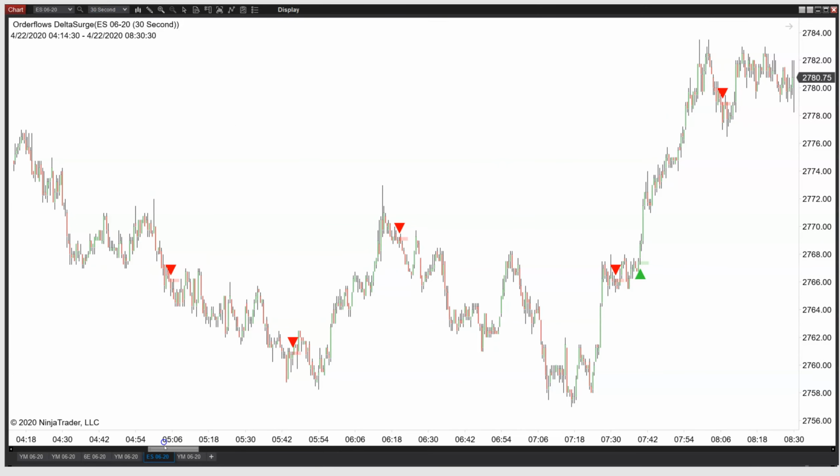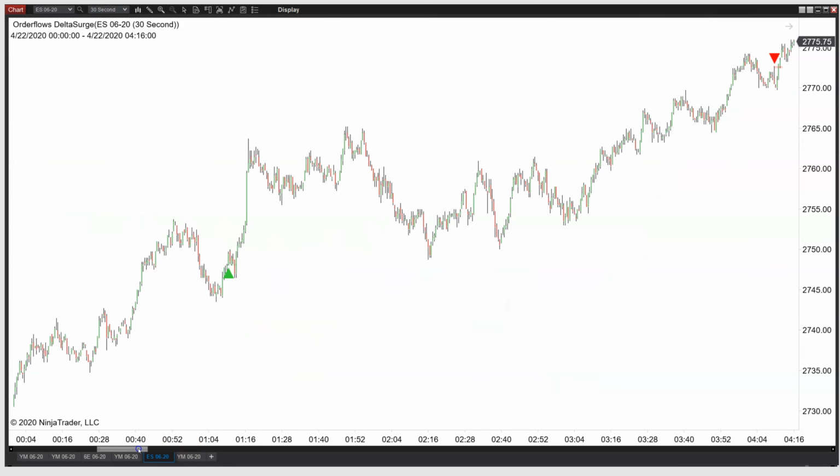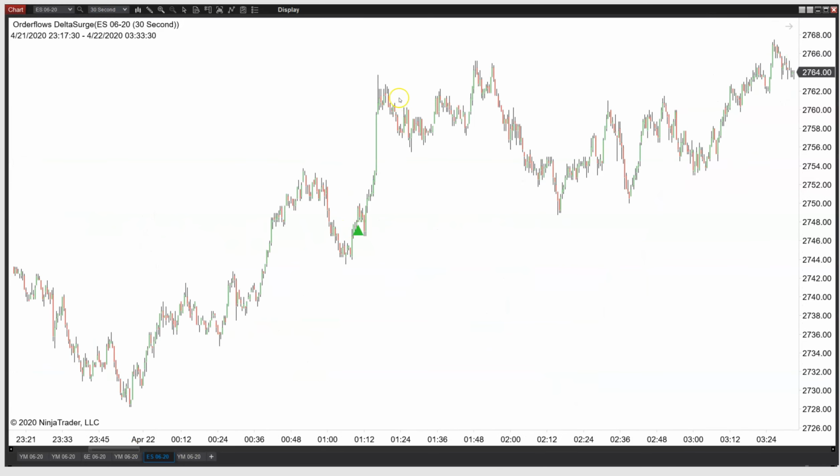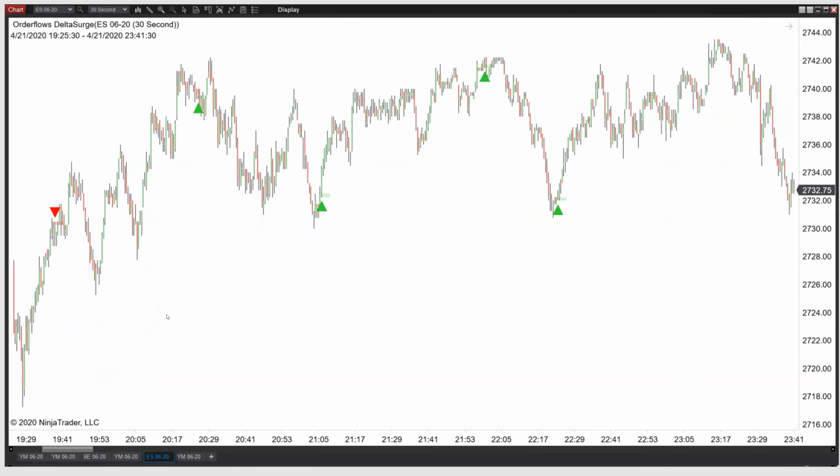But again, there's a nice move here. There's a move here. These are a bit tricky. You got a little bit of a move. Just go back again. Here's a nice buy right before it took off. Going back to earlier in the week, here's a nice buy. Here's a nice buy. People say, well, we had a losing trade here.